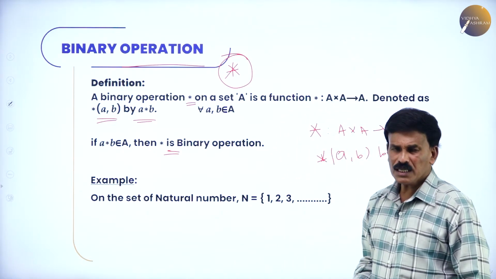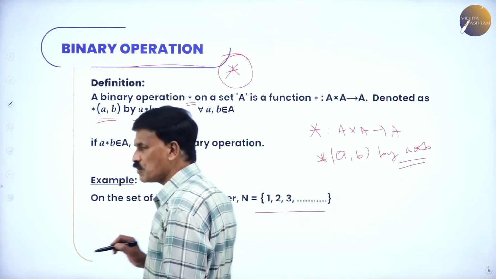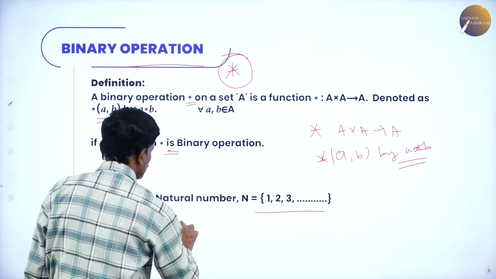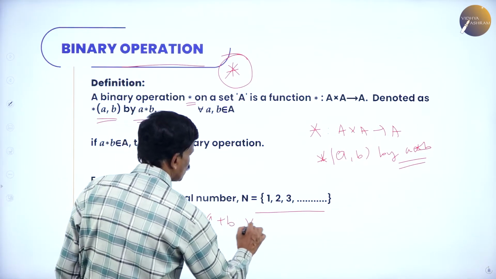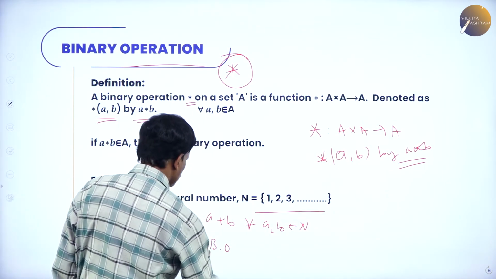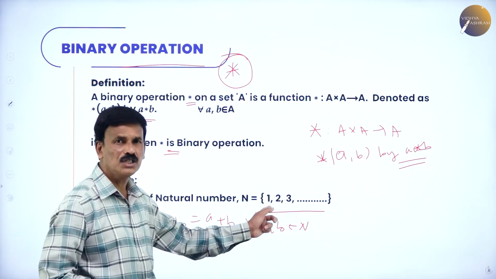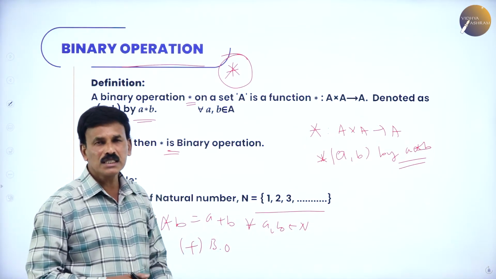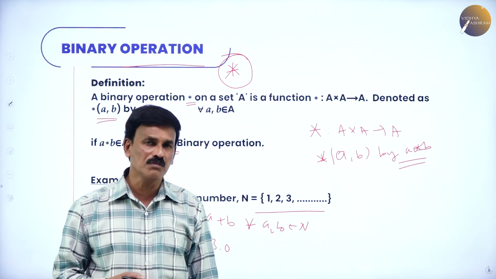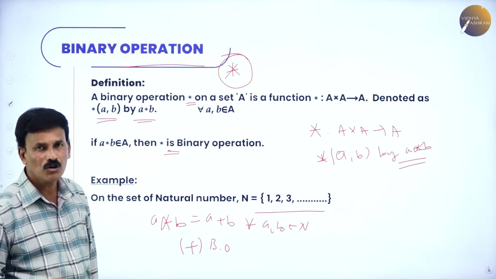Now, let us consider a small example. On the set of natural numbers N is equal to 1, 2, 3, 4, addition is a binary operation. a star b is defined as a plus b for all a, b belongs to N. That means addition is a binary operation, because if you add 1 plus 2, you will get 3, 2 plus 3 is equal to 5. That is also included in the set. Whereas if you subtract on the set of natural numbers, 1 minus 2 does not belong to N, therefore it is not a binary operation.